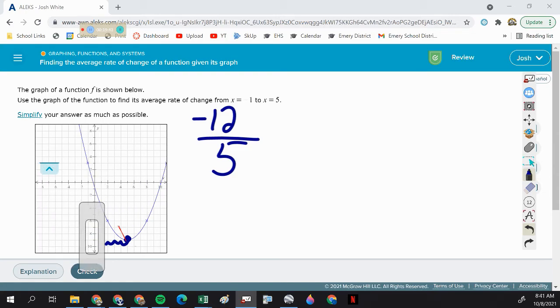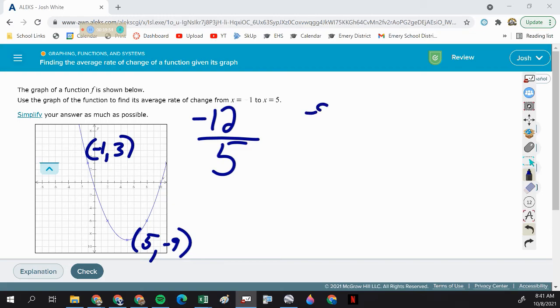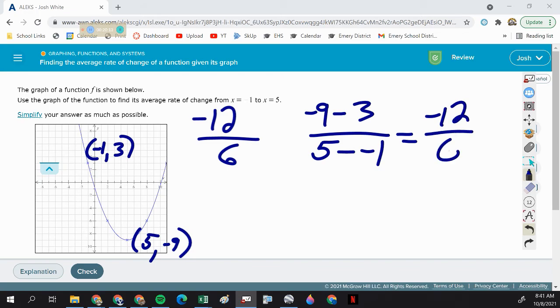If you are an equation person, then this is (-1, 3), and this is (5, -9). So y2 minus y1 divided by x2 minus x1. Oh, did I count that wrong? I did. Should be 6. So x2 minus x1 gives me negative 12 over 6, which is going to be negative 2.